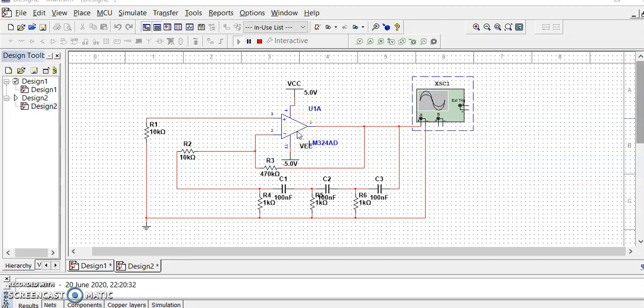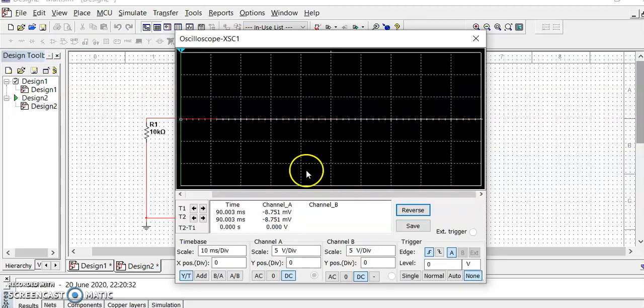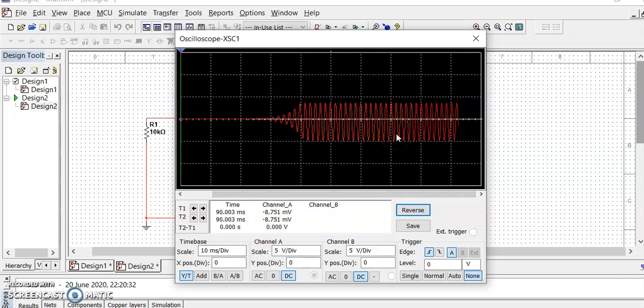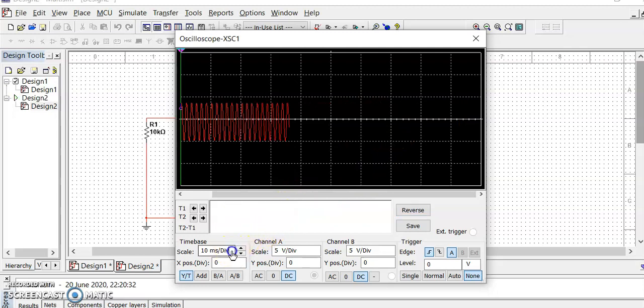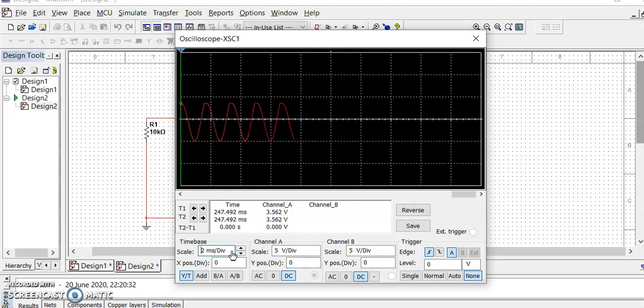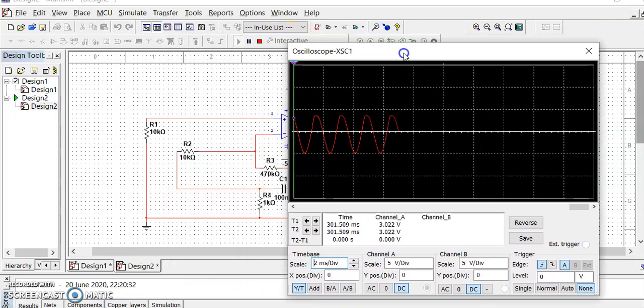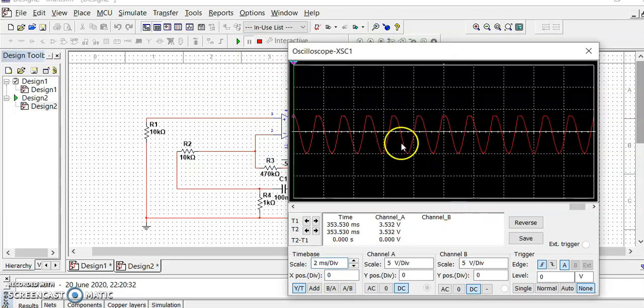So this is an oscillator circuit. Now we are going to simulate it by pressing the simulation button. This is our output signal. I'm changing the time period. After getting this output, you need to measure the frequency of this signal. For that, just stop it and get the wave. Now measure the time period. If you invert it, we will get the frequency value.